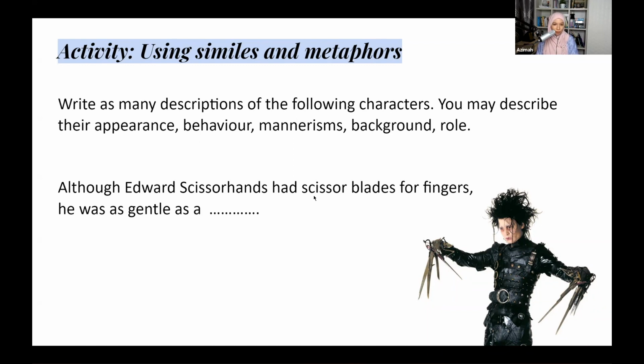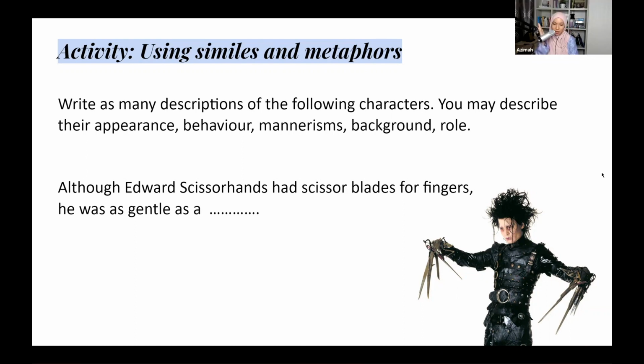So here's an example. Although Edward Scissorhands had scissor blades for fingers, he was as gentle as, I'm using similes here. Gentle as, can you think of, Aisha? What do you think? Gentle as, I thought of gentle as a mouse. Is that such a thing? No, that's quiet as a mouse. Gentle as a baby. No. Yeah.